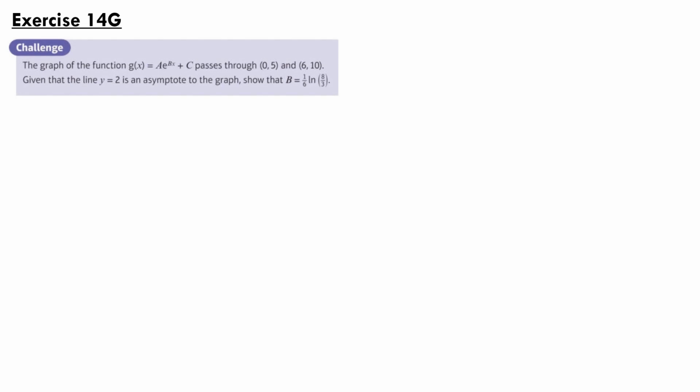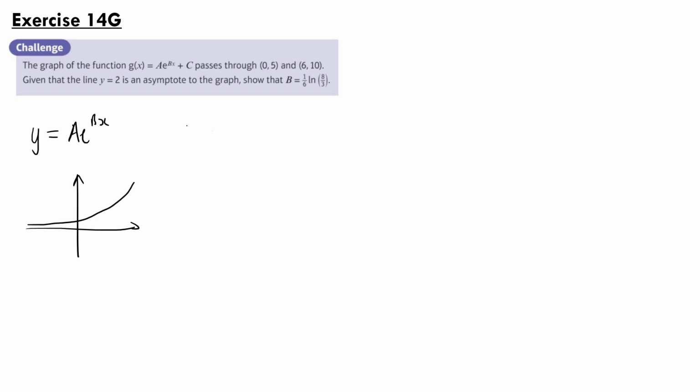Our next question is from exercise 14g. The graph of the function g of x equals a e to the power of bx plus c passes through the points 0, 5 and 6, 10. Given that the line y equals 2 is an asymptote to the graph, show that b equals 1/6 times ln of 8/3. Okay, to start with, we know that the line y equals 2 is an asymptote to the graph, and we know that any function of the form y equals a e to the power of bx is going to have an asymptote at the x-axis. It will look something like this.